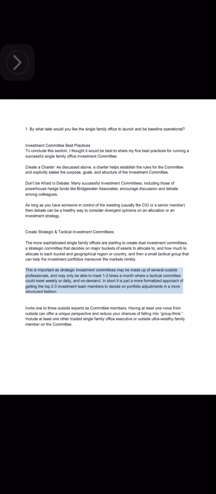Invite 1 to 3 outside experts as committee members. Having at least one voice from outside can offer a unique perspective and reduce your chances of falling into groupthink. Include at least one other trusted single-family office executive or outside ultra-wealthy family member on the committee.